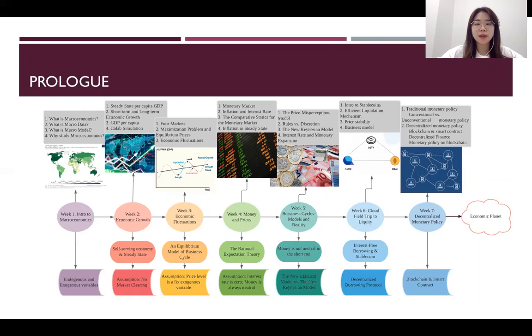In the week 6, we apply our theory practice and have a cloud field trip to liquidity and get more knowledge about stable coin. Finally, in the last week, we learn more about different monetary policy, and especially for the decentralized monetary policy. I will focus on the last week material and also introduce my own research idea.